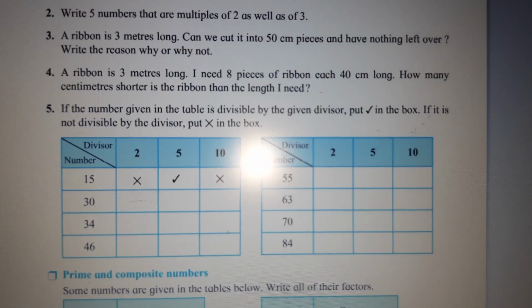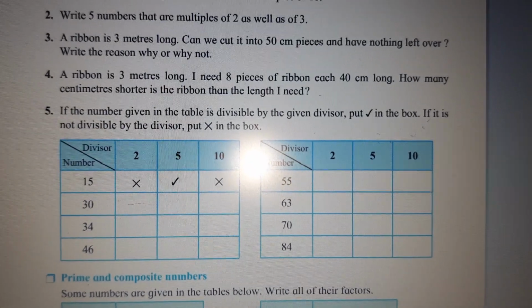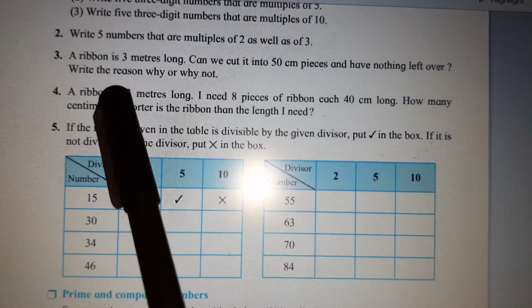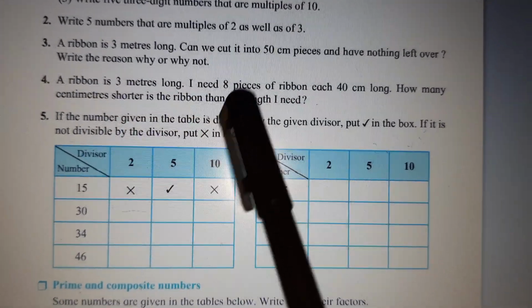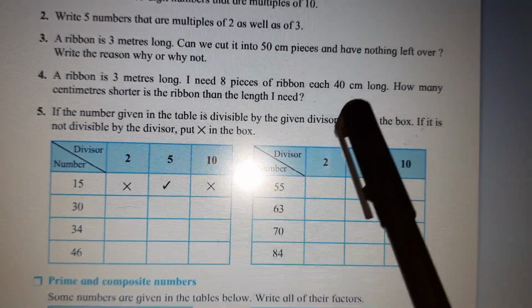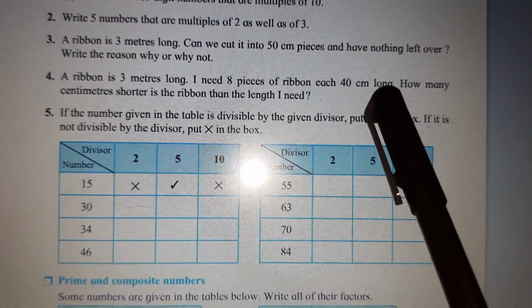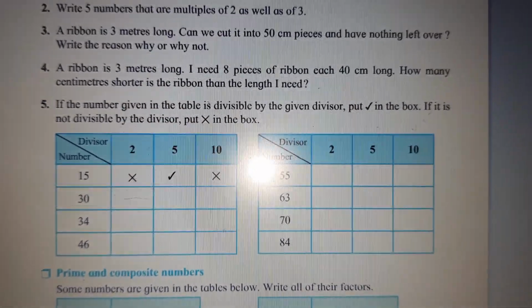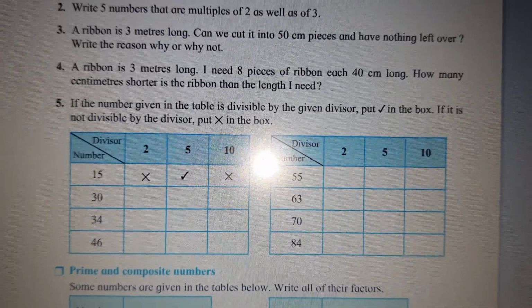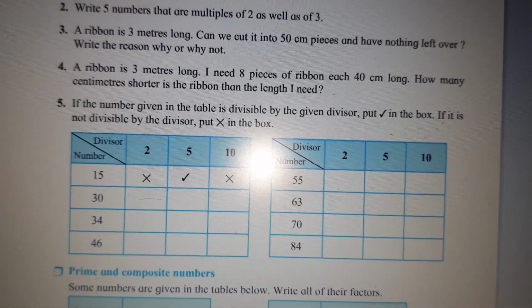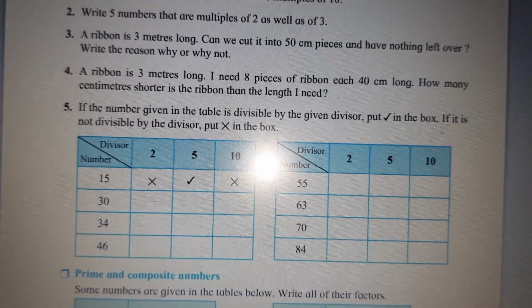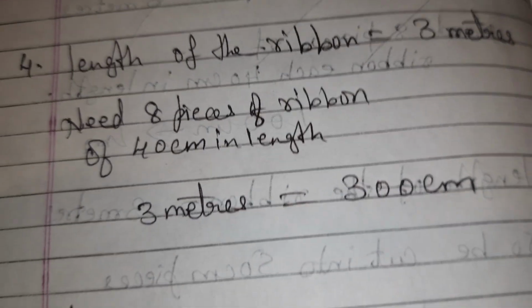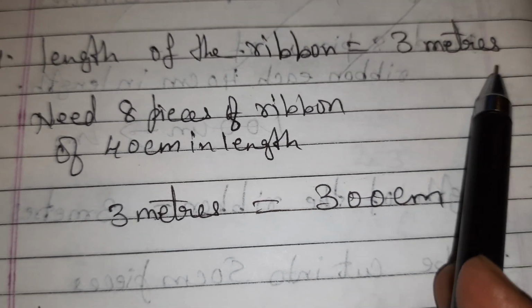Let's go for the next question. So fourth sum, a ribbon is 3 meters long. I need 8 pieces of ribbon. Each should be 40 centimeter long. How many centimeters shorter is the ribbon than the length I need? So simple, in the question itself they are giving you a hint that the ribbon is shorter and we have to find out how many centimeters shorter it is, children. So let's find it out. So the length of the ribbon is 3 meters.